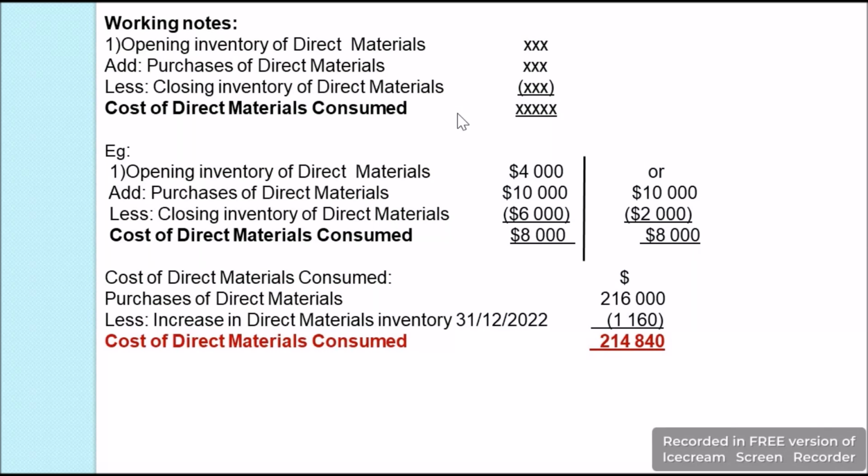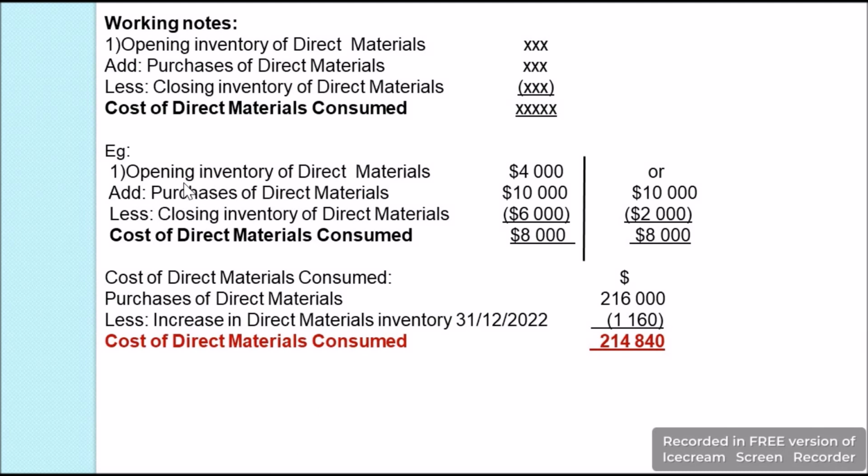However, in this question we have not been provided with the information about the opening inventory of direct material as well as the closing inventory of direct material. However, it was mentioned that there was an increase in the direct material inventory on 31st December 2022. So for this, first I will explain with an example, and then we will proceed and calculate the cost of direct material consumed.